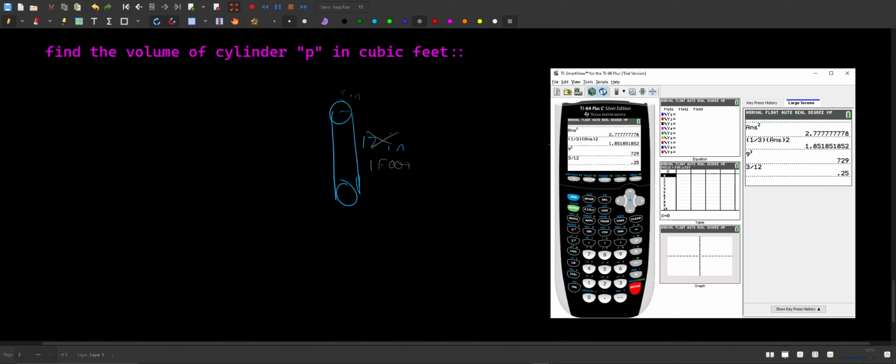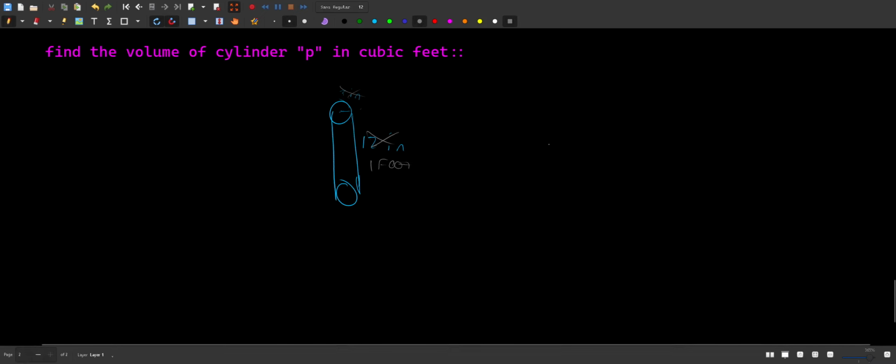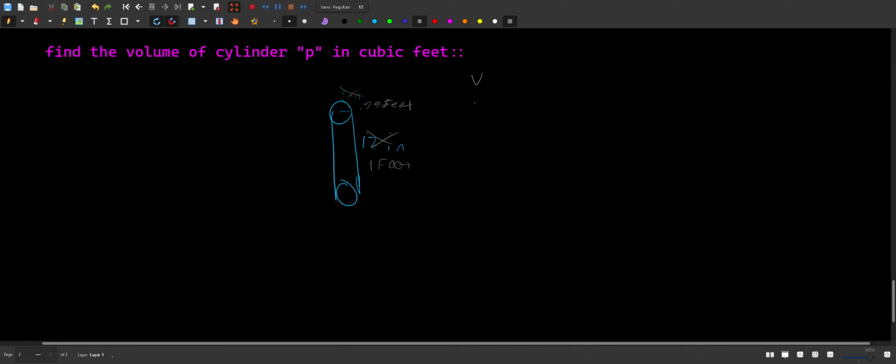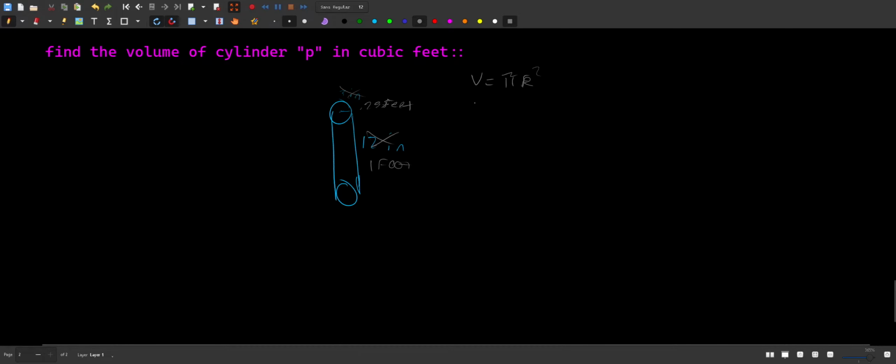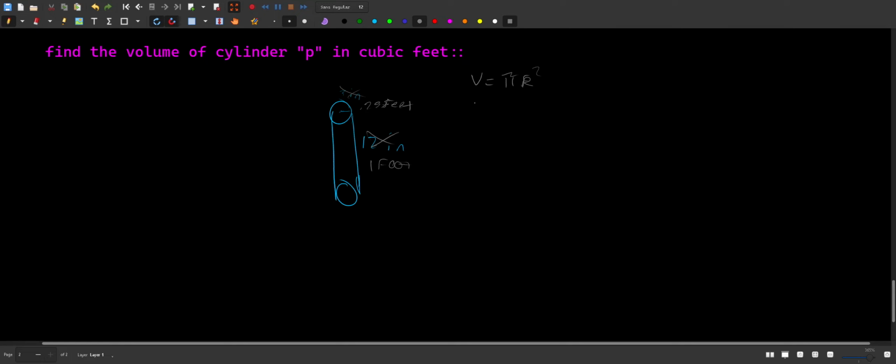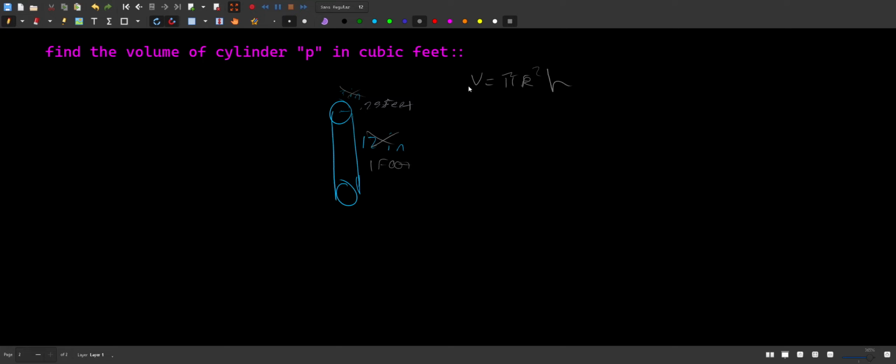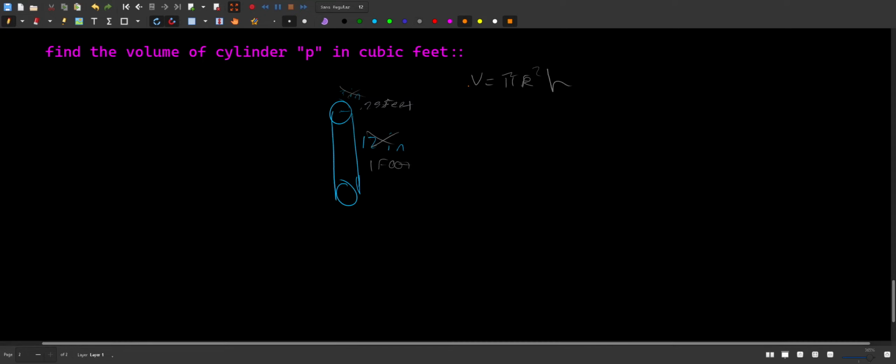So it's 0.25 feet. And there you go. So now you're just going to apply that to the formula from before. Volume is equal to pi r squared times height. So let's plug it in. All we should have to do now, let's switch colors.